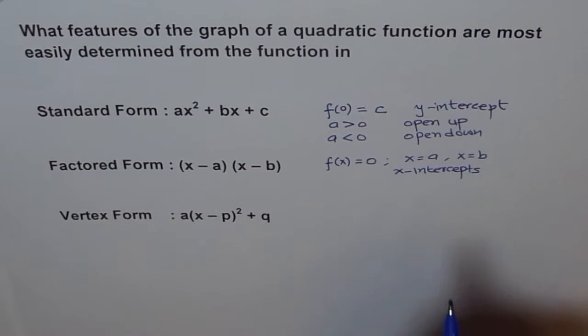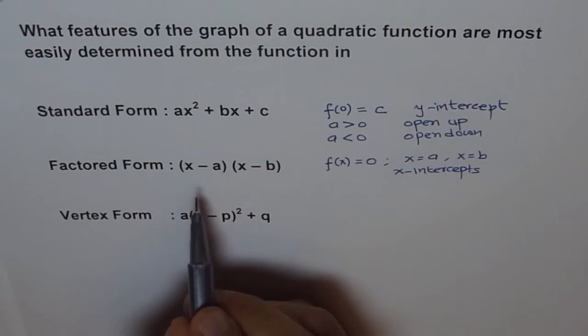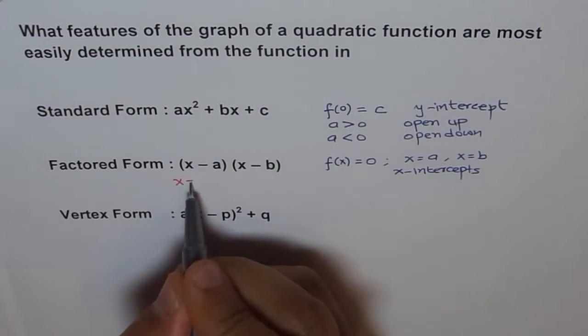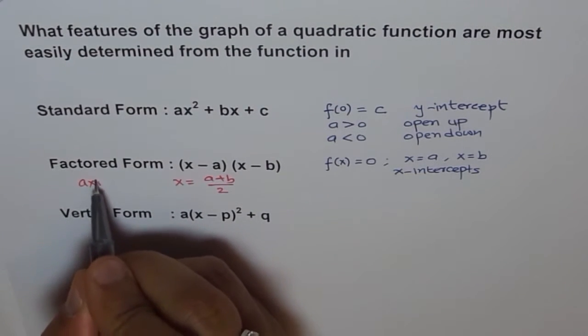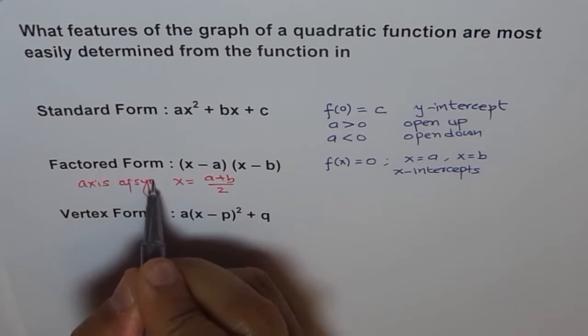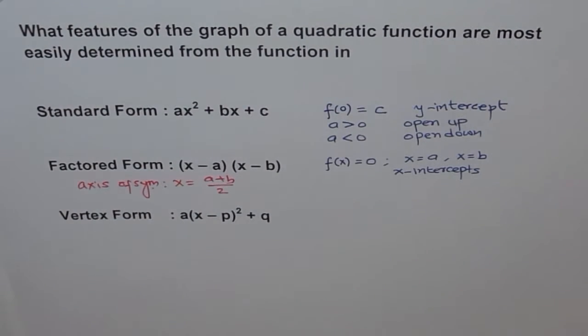Now, what else can it give you? Can it give you the axis of symmetry? Well, those need some calculations, right? So let's see what calculations are needed to give other things, which are not very difficult actually. When you have x-intercepts, then the middle value, which is at x equals (a plus b) divided by 2, gives the axis of symmetry. Correct? So it does give you the axis of symmetry. And if you plug in that value, we can also find the maximum or minimum value, or the vertex.